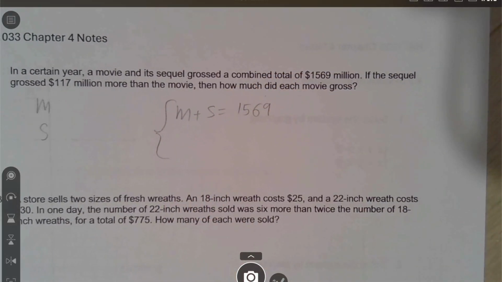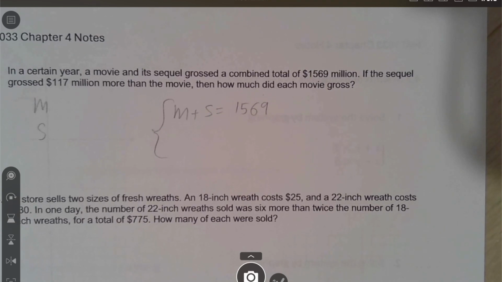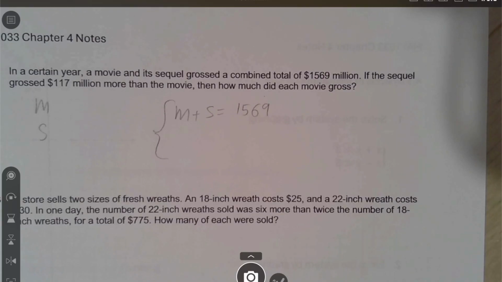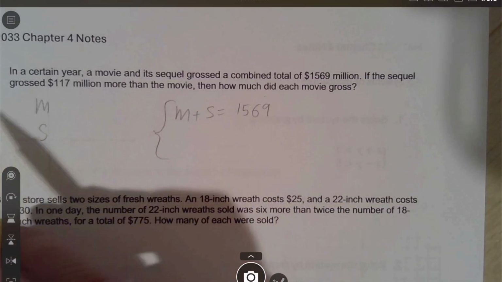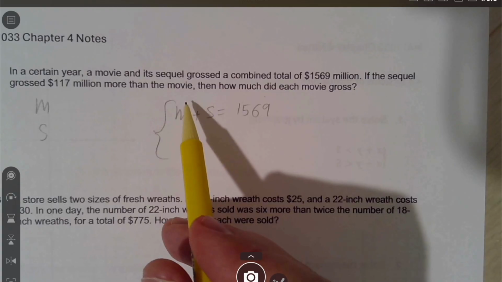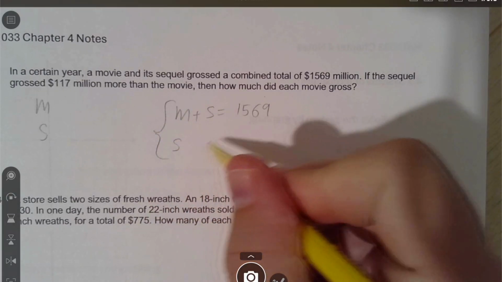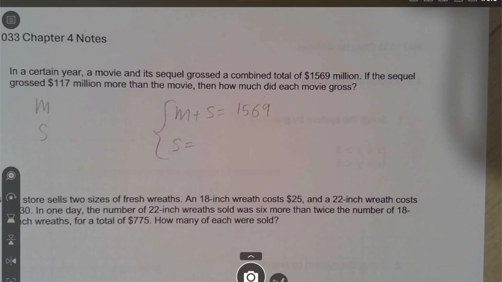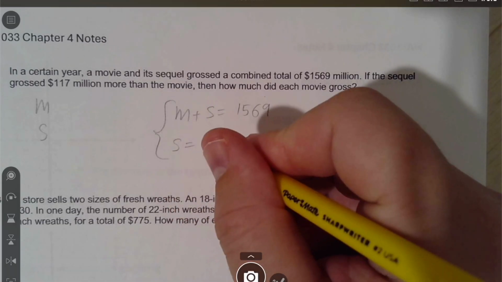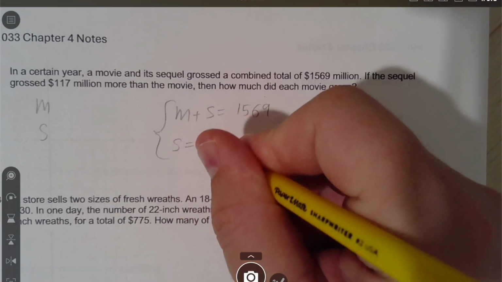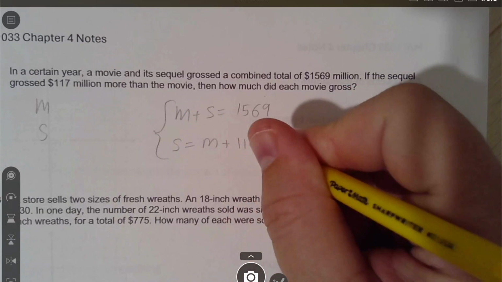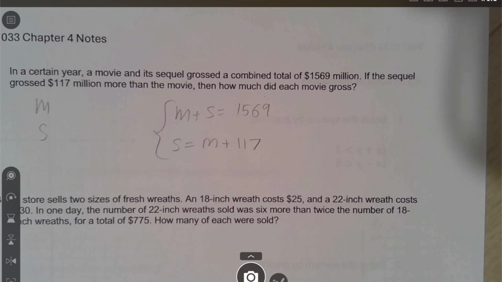Now the question is, what's your second equation? And the idea is this is where we're in scenario 2, where you have the second equation forced on you because they literally write out in words an equation to use. So it says the sequel grossed, or was, or earned, 117 more than. Remember, even though more than and addition doesn't matter, you should switch the order whenever you read "then" in your word problem setups.